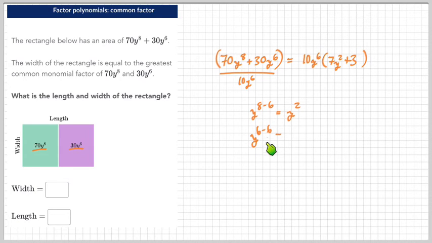You could just subtract the 6s. You can think about it like this. You get y to the 0. And what is anything raised to the 0 power? 1.